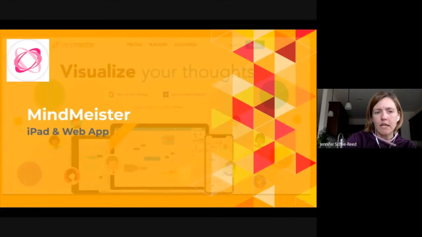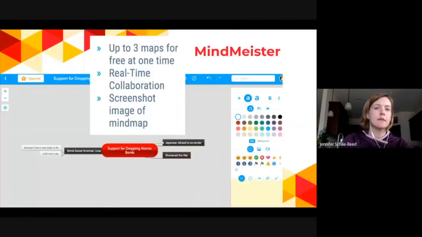MindMeister is an iPad and web app, so it's also in our self-service for the iPad. It's very similar to Mindmap. This one we use the free account, which means you get 3 free maps at one time. So just like Padlet, if you archive a map, then you get a new map. And you have real-time collaboration.